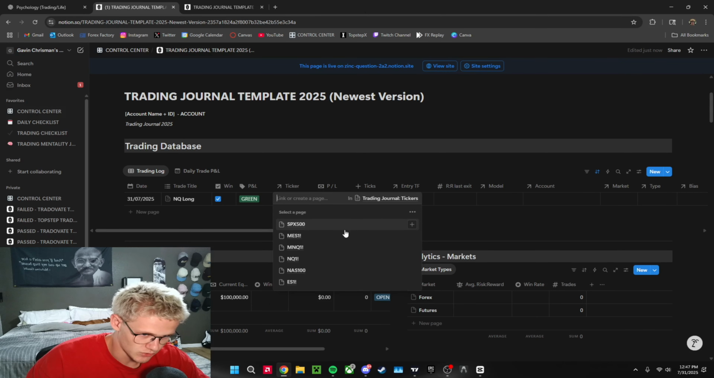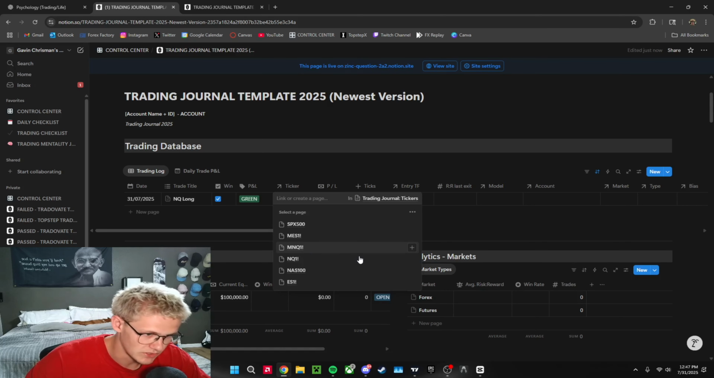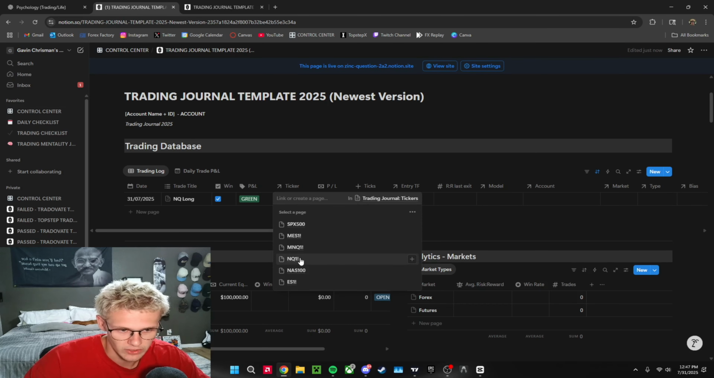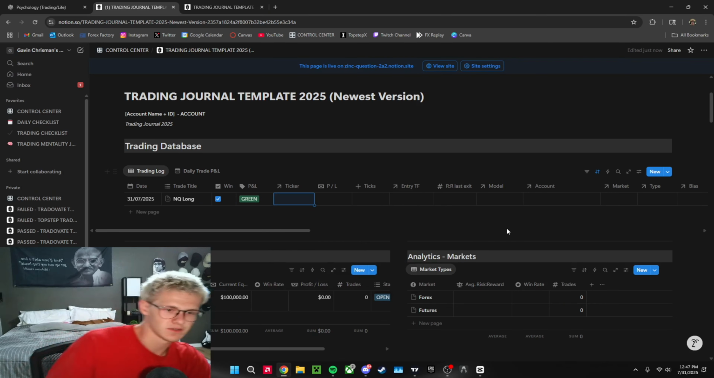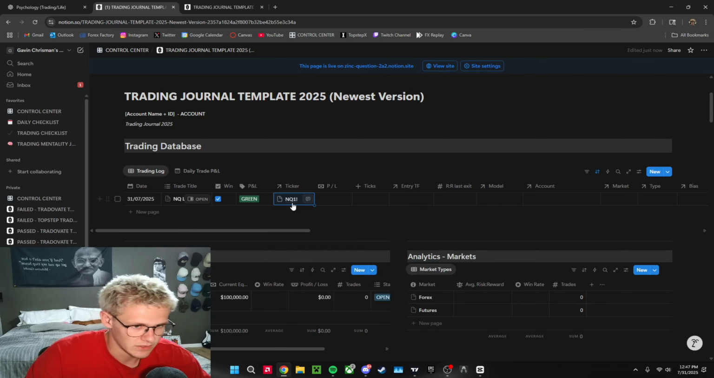So the general tickers we have in here are the SPX 5000 index, MES1, which is ES contracts, micros, MNQ1, which is micro NASDAQ contracts, NQ1, which is just mini contracts or NQ futures, NAS100, which is the NASDAQ index. I'm pretty sure it's the CFD version. And then ES1 is obviously just S&P ES futures contracts, minis, that is. If I took an NQ long and not an MNQ long, I will be taking the NQ1 because these are NQ futures. So that's how you will label the ticker.